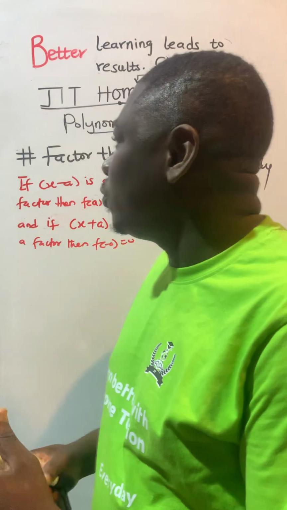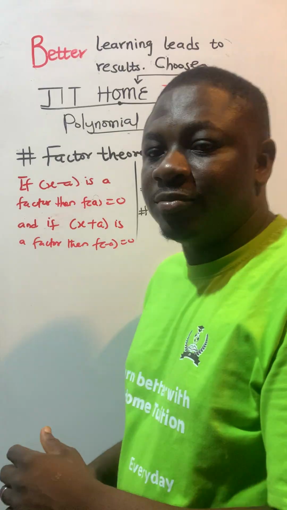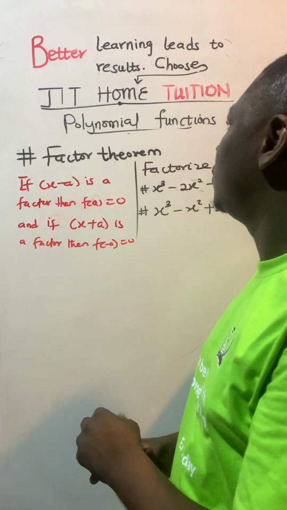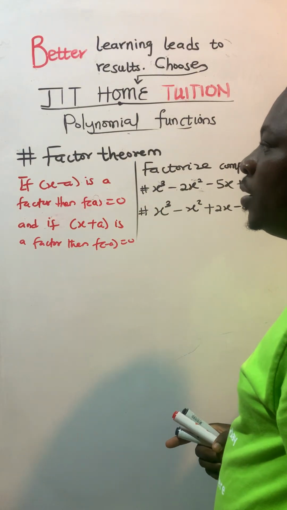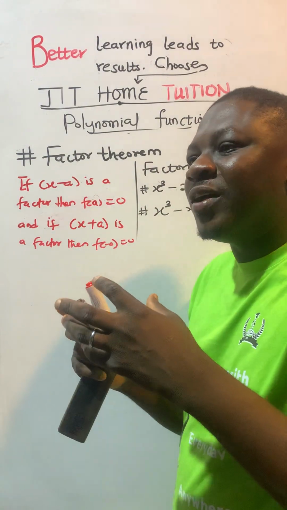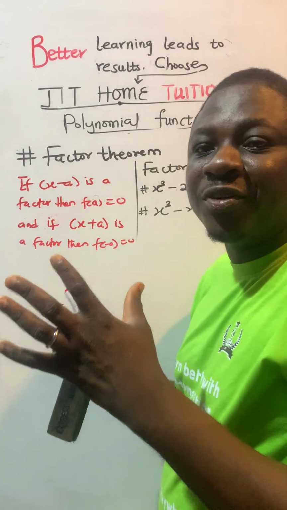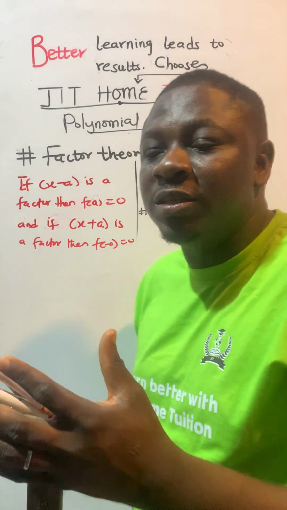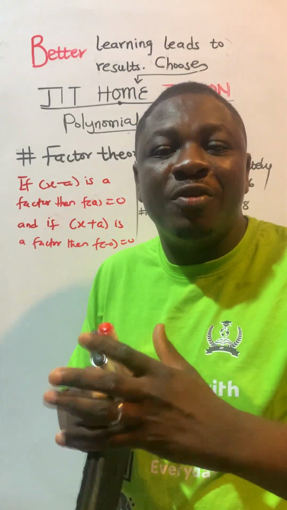So today we are going to continue from where we ended with our polynomial function topic. All right, and today we are looking at factor theorem. Now, the whole idea of the factor theorem is for you to find the factors of a function when you are not given a divisor, okay, or when you are not given any factor at all.